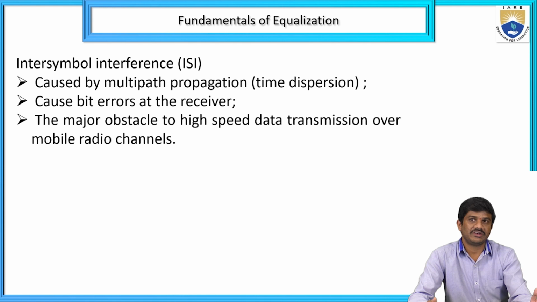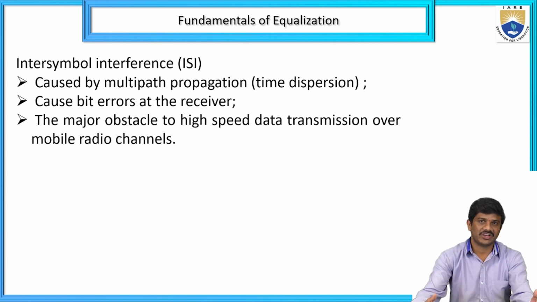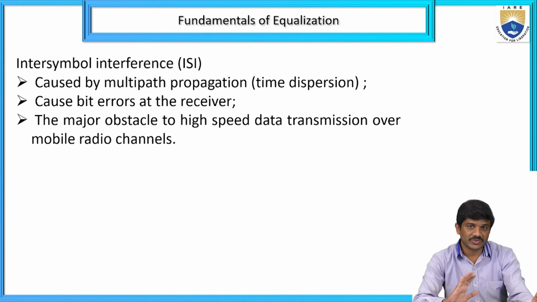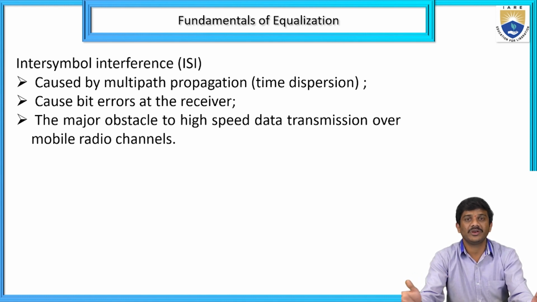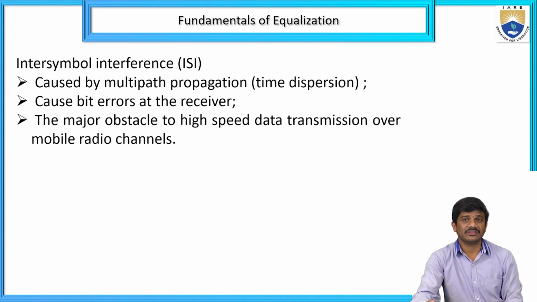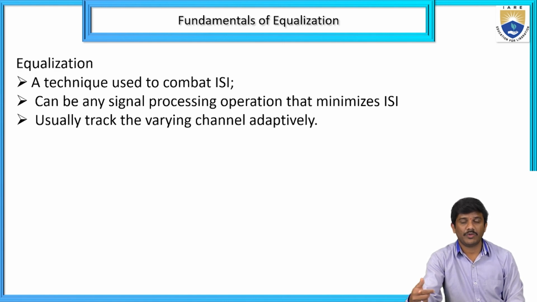First one is the fundamentals of equalization. How does intersymbol interference occur? It is caused by multipath propagation, and also there are bit errors in the receiver. Whenever a signal is transmitted from the transmitter to the receiver, in between we have different types of obstacles, that is, the propagation mechanisms. Whenever a transmission occurs, some intersymbol interference will be there. Okay, we can overcome the intersymbol interference by equalization.